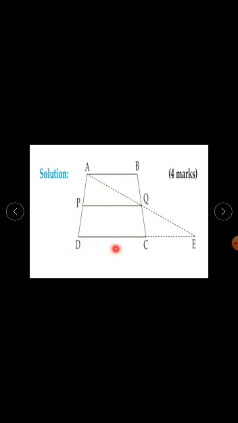But segment DC is parallel to AB, it is given. Therefore, PQ is parallel to AB. Hence, proved. And PQ is half of DE. Reason is midpoint theorem. But for DE we can write DC plus CE. So, PQ is equal to half of CE plus DC. But CE is equal to AB. So, PQ is half of AB plus DC.